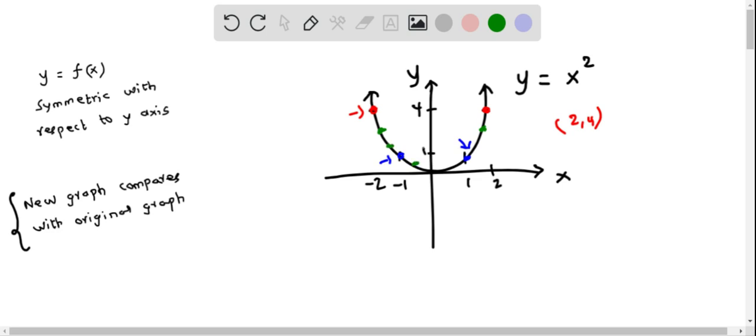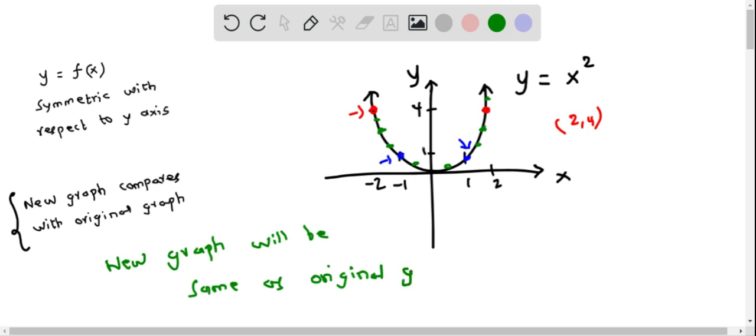So finally, we are going to get the same graph or a similar graph after we reflect across the y-axis. So we can say that the new graph will be the same as the original graph. Or we can say that instead of same, we can also say that it is similar to that of the original graph.